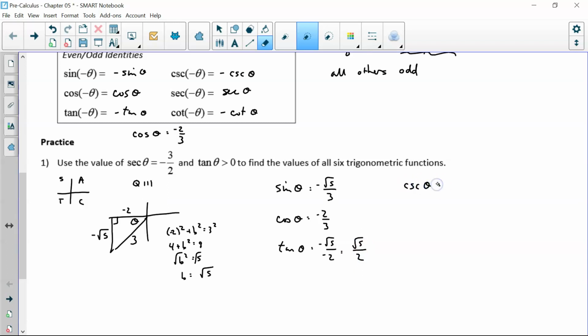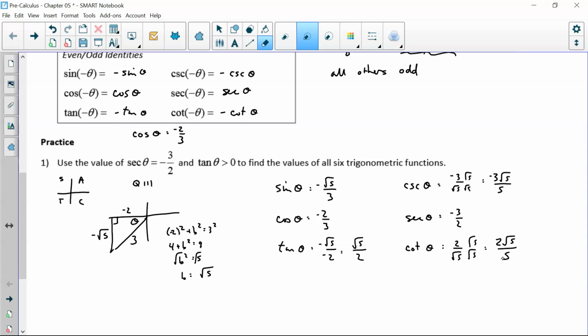The cosecant of theta: you could use hypotenuse over opposite, or just take the reciprocal. It's negative 3 over root 5. Rationalize, multiply by root 5 over root 5. So you get negative 3 root 5 over 5. We already knew the secant of theta is negative 3 halves. That was given to us. And now for the cotangent of theta, that's going to be 2 over root 5. Rationalize, multiply by root 5 over root 5. You get 2 root 5 over 5. And there's our 6 trig functions given that information.